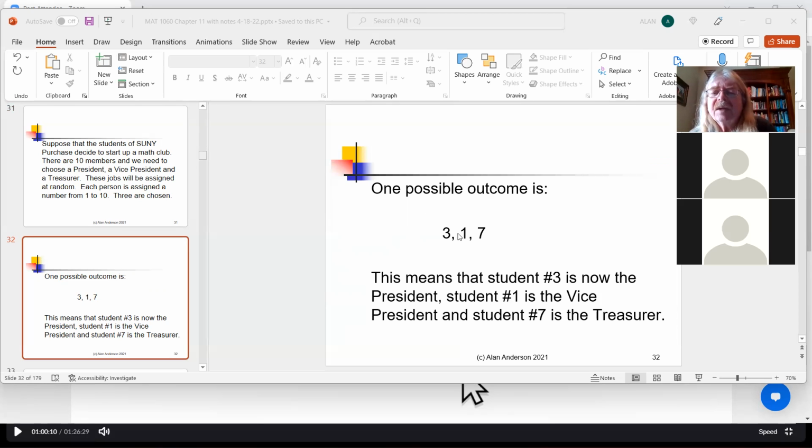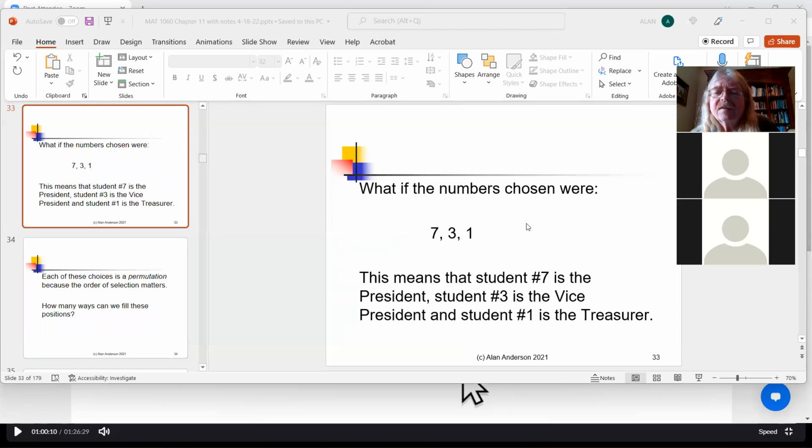And the first time I picked 3, 1, and 7, which means that student 3 is now the president, student 1 is the vice president, and student 7 is the treasurer. Had I picked the same 3 numbers, but in a different order, the outcome would have been very different, because you can see that now all of a sudden it's student number 7 who's the president, 3 is the vice president, and 1 is the treasurer.